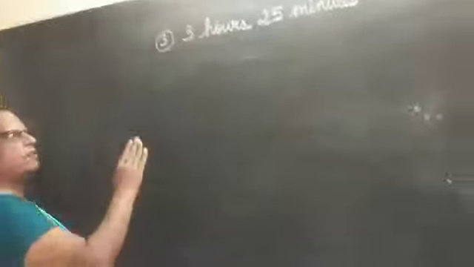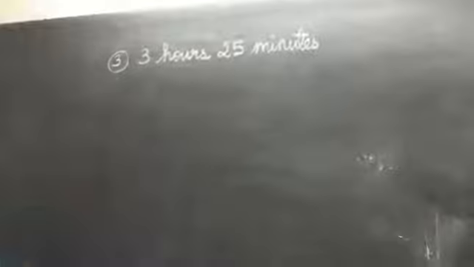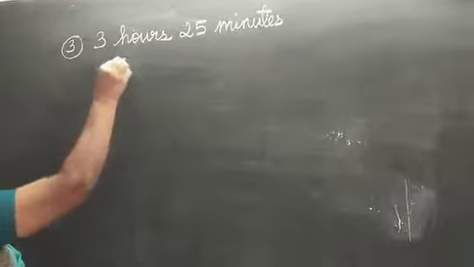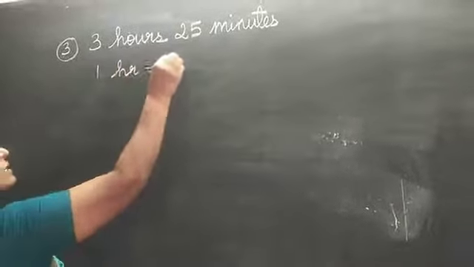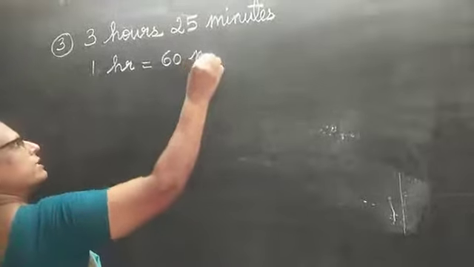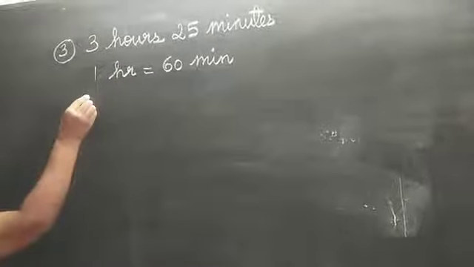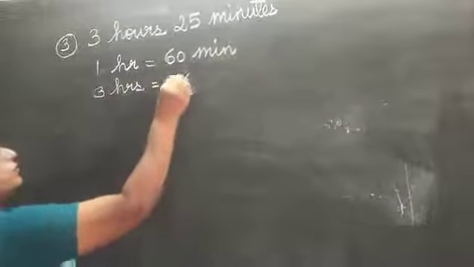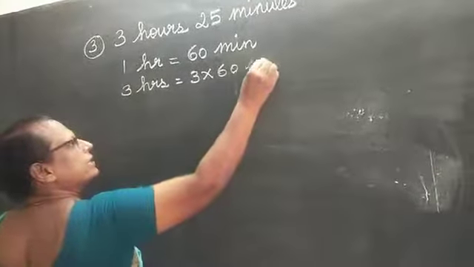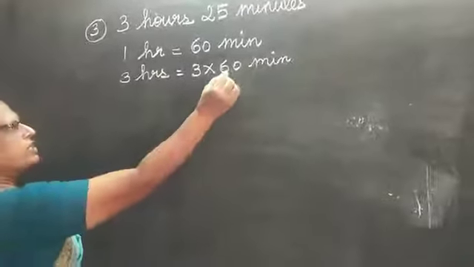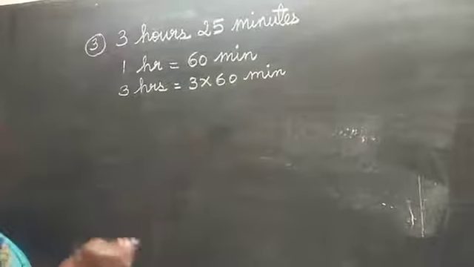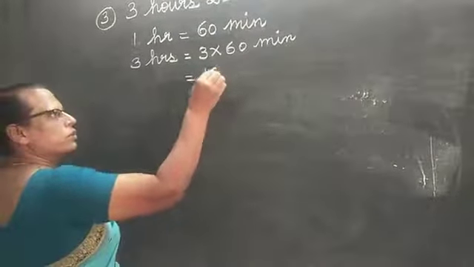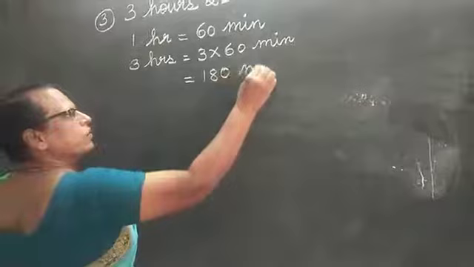So don't think the same number miss will give. Understood, children? So here it is 3 hours 25 minutes. So again, 1 hour is equal to 60 minutes, and then 3 hours is equal to 3 into 60 minutes. So 3 sixes are what, children? 18. If you are thorough in tables, you can do all the sums. 3 sixes are 18. So you have to add this 0 also. So 180 minutes.